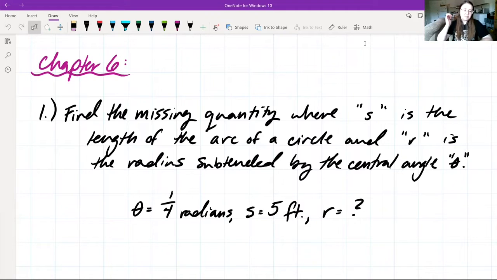So our problem from chapter 6, we want to find the missing quantity where S is the length of the arc of a circle and R is the radius subtended by the central angle theta. We're given theta is equal to 1/4 radians and S is equal to 5 feet, and we want to find the radius. So we're given our central angle and our length of the arc, and now we need to find our missing element, which is the radius.